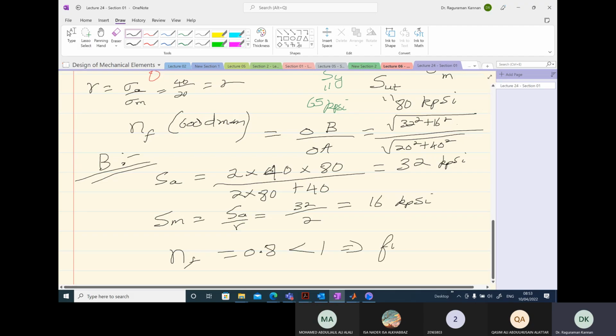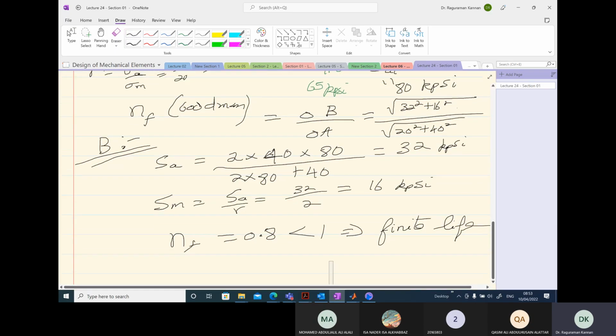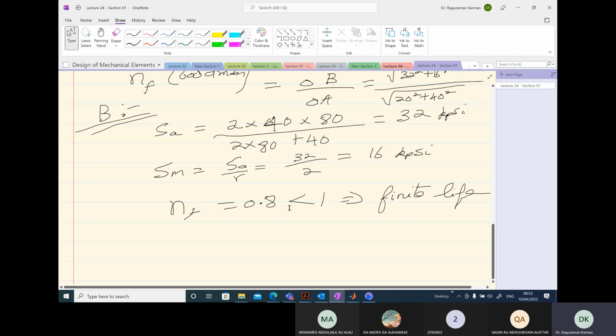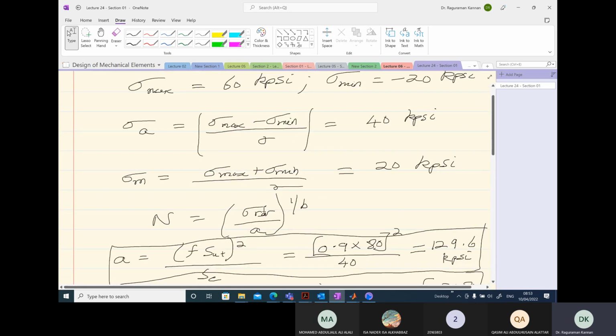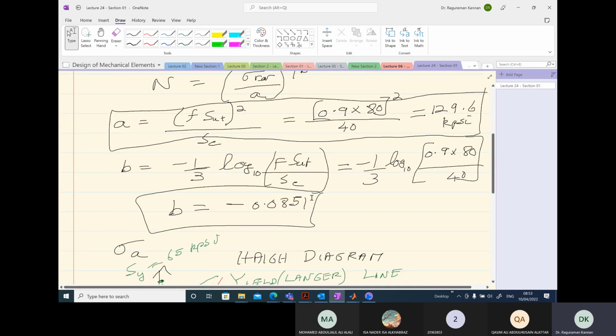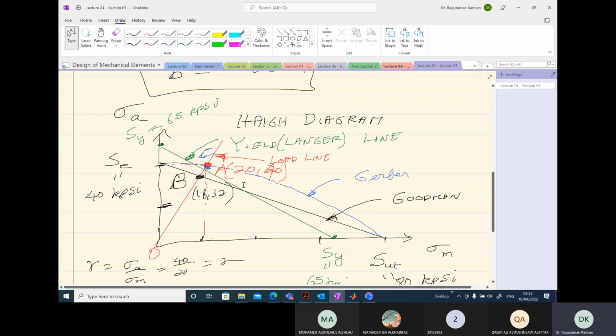This implies finite life. So we need to calculate what is the finite life. You can do the same calculation with the Gerber equation, and you will find still it is less than 1. We know that we have to calculate what is the finite life. That means I have to know what is sigma reversible. To know sigma reversible, this is the point of interest. Okay, so first I need to draw a line.